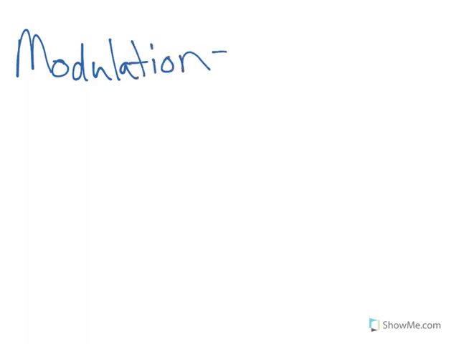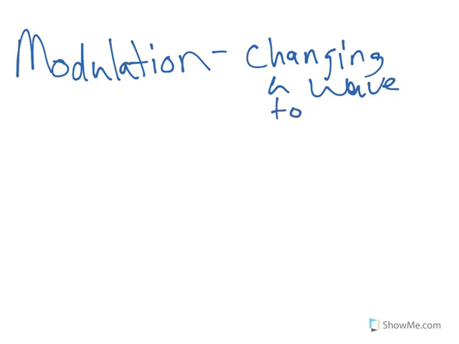And then the last thing we need to know, a couple little extras. Modulation is changing a wave to communicate. And also, we need to know about what is in phase and what is out of phase.